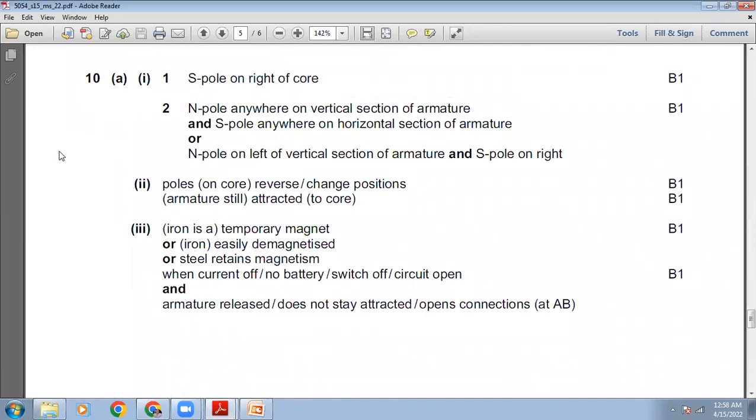So here you can see the answer is showing up: south pole on the right of the core, north pole anywhere on the vertical section of the armature, and south pole anywhere on the horizontal section of the armature, or north pole on the left of the vertical section of the armature and south on the right. Poles on the core reverse, change position, armature still attracted to the core. This sentence is very important. The armature will still be attracted to the core. Iron is a temporary magnet, or iron is easily demagnetized, or steel retains magnetism. When current off, no battery, switch off, circuit open, and armature released, does not stay attracted, open connections. Okay.